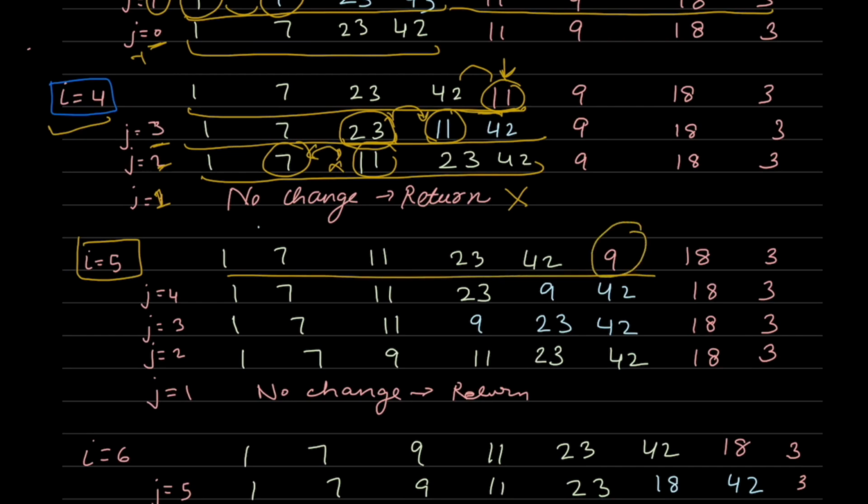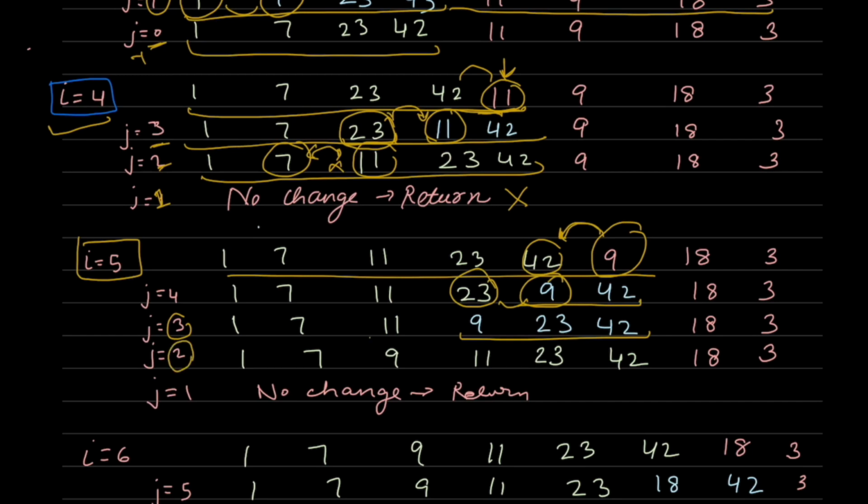Now we have to place 9 at its correct position. We compare 9 with its previous element, which is 42. We can see 9 is smaller than 42, so we swap it. And this is the state now. For j equals 3, we'll compare 23 with 9. 9 again being smaller, we would be swapping it, and this is what the new positioning of the elements should be.